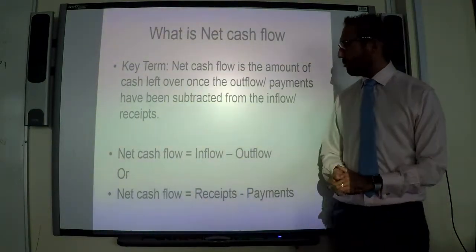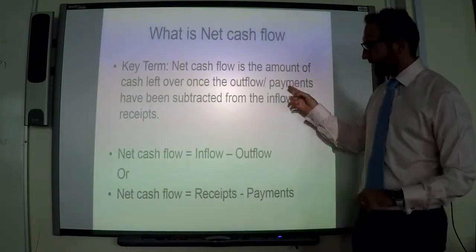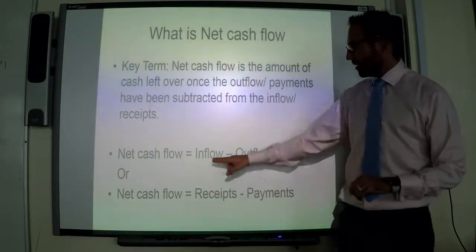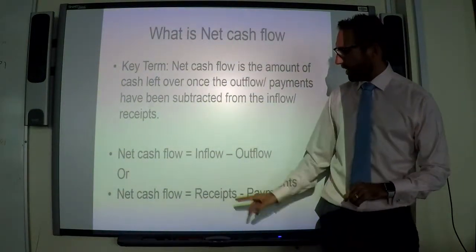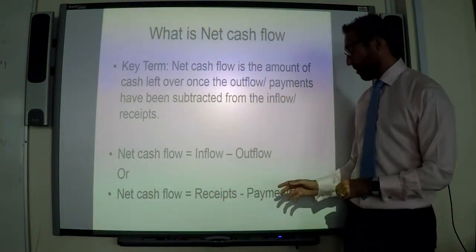Net cash flow, this is really important. This is your first formula for cash flow forecasting. So net cash flow is basically the difference between inflow and outflow. So this formula, how do we calculate net cash flow? It's inflow minus outflow. On your exam, I don't know what terminology they will use.